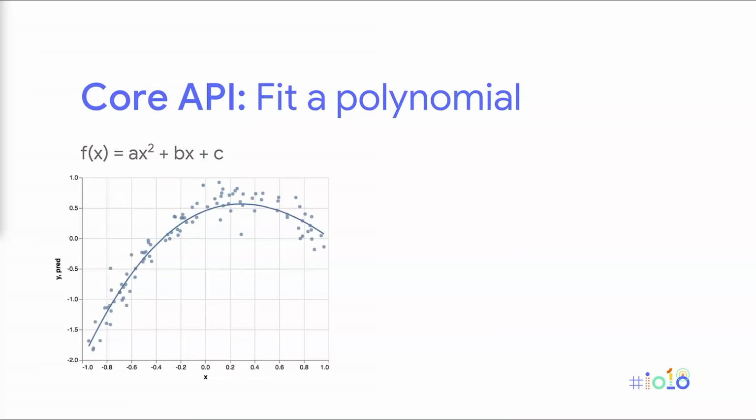Now, to give you an example of our core API, we're going to go over code that tries to train a model that fits a polynomial curve. And we have to learn the 3 coefficients A, B, and C. Now, this example is pretty simple, but the code walks you through all the steps of how you would train such a model. And these steps generalize across different models.